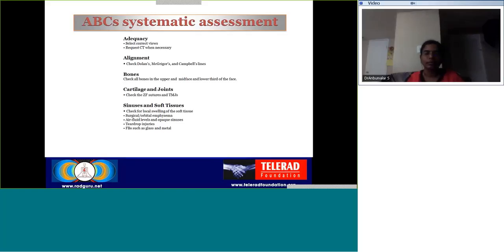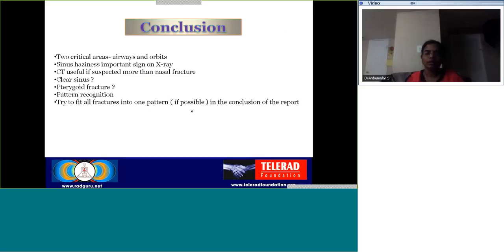So to conclude, there are 2 critical areas. First, we have to see the airways and the orbit, and on the X-ray we have to see whether it is clear or soft tissue haziness is seen. Then the CT is mainly useful for multiple fractures, and in the CT we can clearly delineate whether it is a hemorrhage or clear sinuses. If there is pre-existing sinus disease, there will be lobulated mucosal thickening circumferentially, not like a simple air fluid level. And next, once the paranasal sinuses are visualized, the next assessment goes to the pterygoid plate.